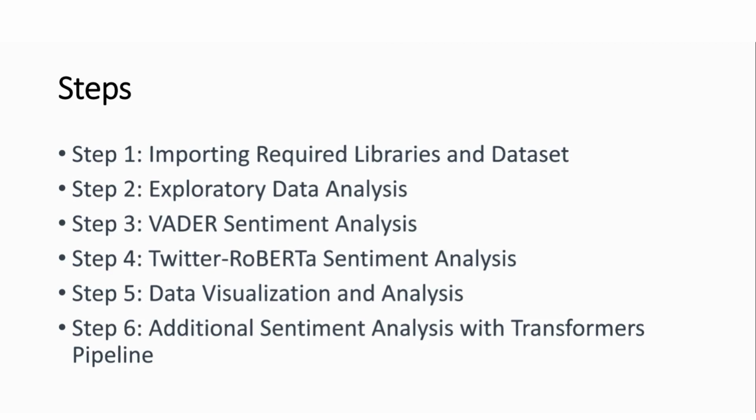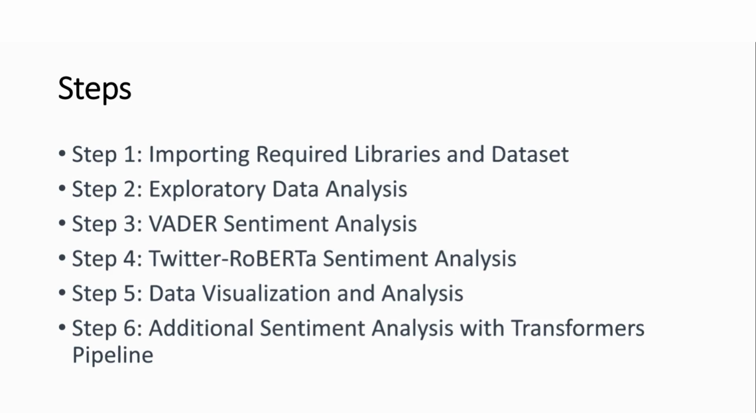Now, step 3 will be our VADER sentiment analysis. We will perform the sentiment analysis using VADER and calculate the polarity score, create a data frame for the VADER sentiment scores and merge it with the original dataset. And we will visualize the compound sentiment score for each star rating using a bar plot. Step 4 is our Twitter RoBERTa sentiment analysis, which is another model like VADER. The same steps we will perform in this model like step 3, and the fifth step is data visualization and analysis.